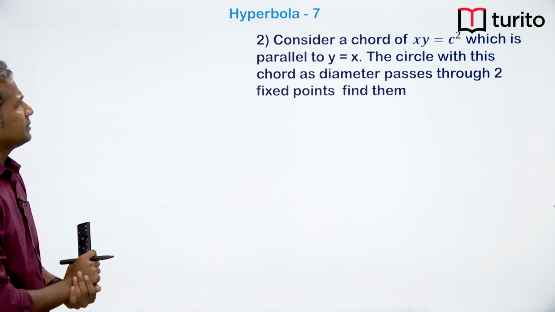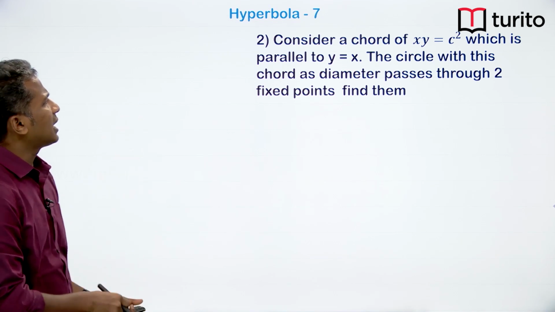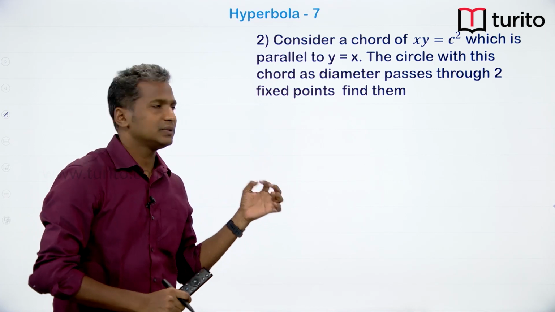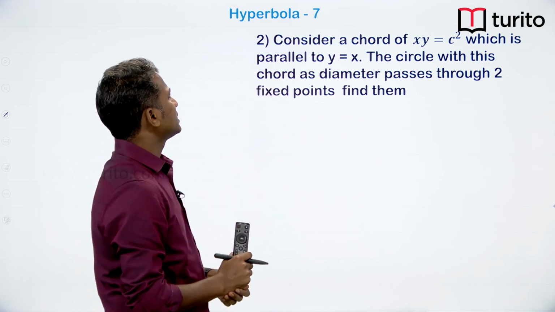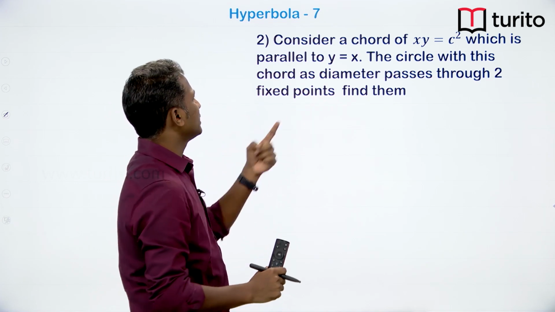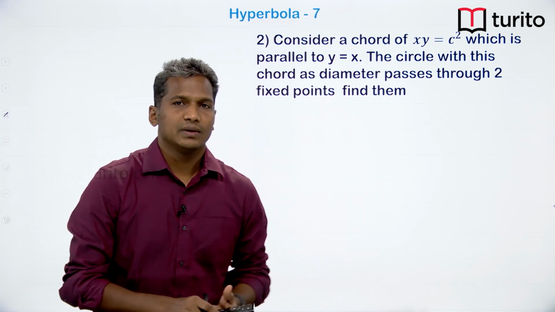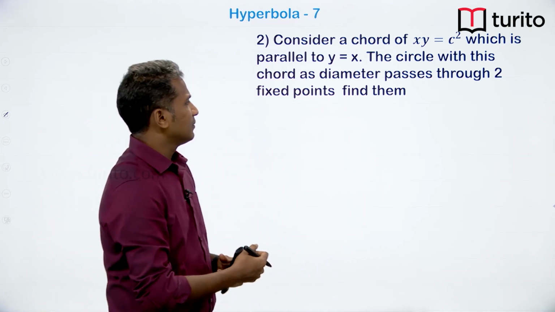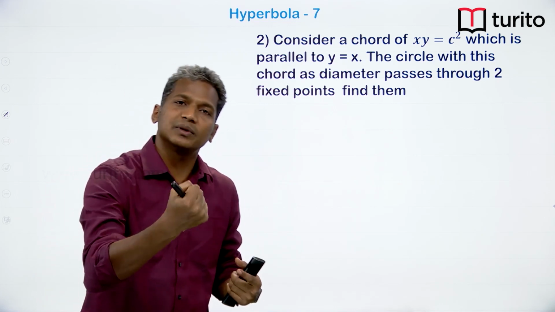Okay, so next question. Consider a chord of this curve which is parallel to y equal to x line. The circle with this chord as diameter passes through two fixed points, and find them. So, how do we do this? Let us first try to draw the diagram and get a method from the diagram.